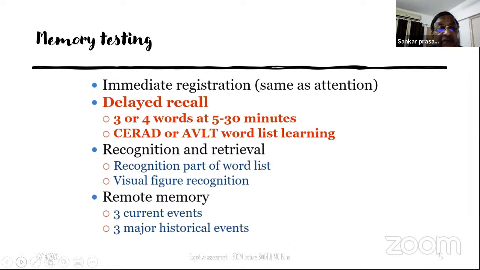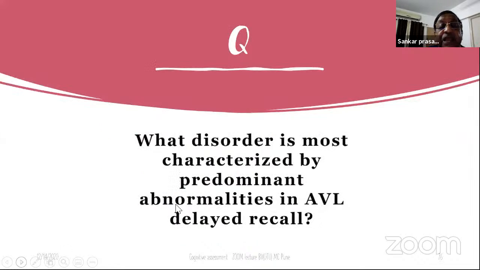So there are various ways of memory testing. What disorder is mostly characterized by predominant abnormalities in the auditory verbal learning test and delayed recall? I think everybody can answer this. It is a simple question.